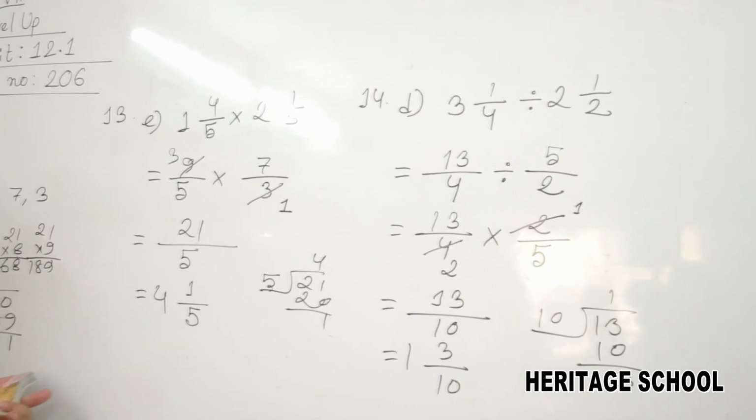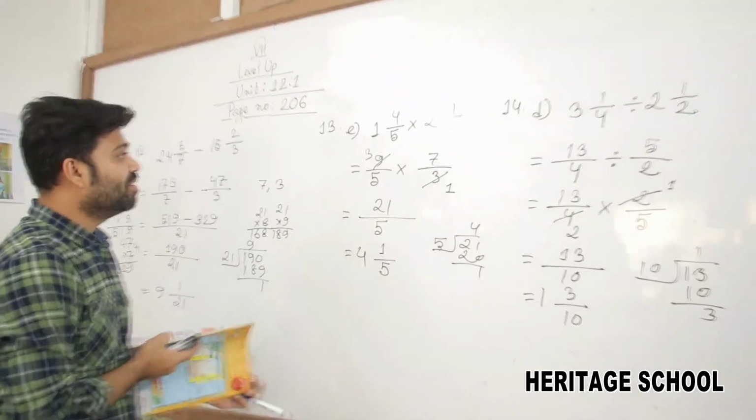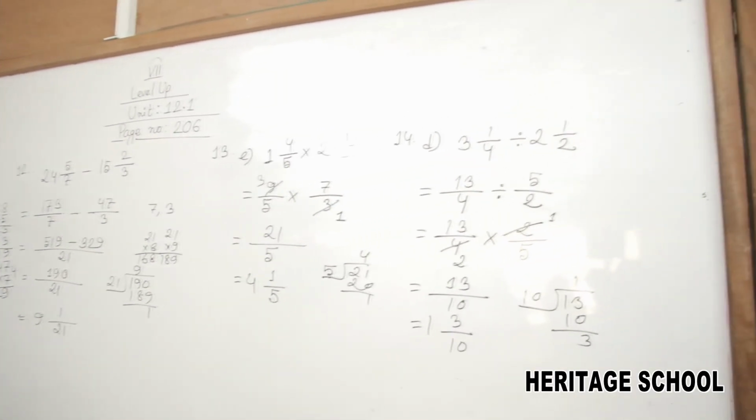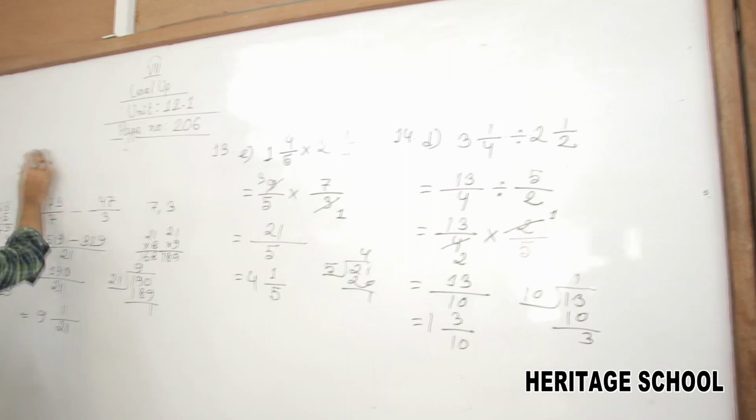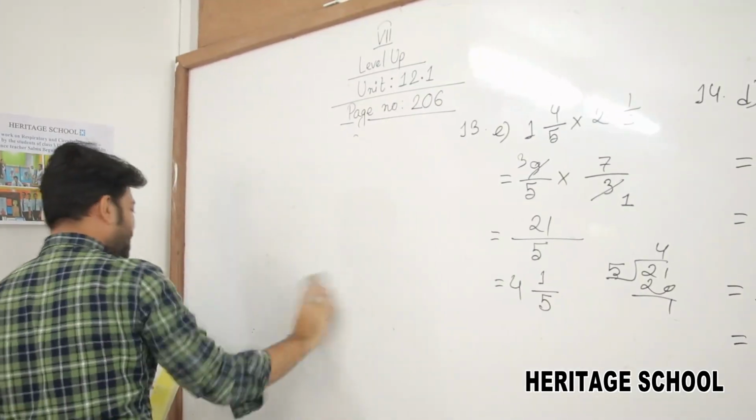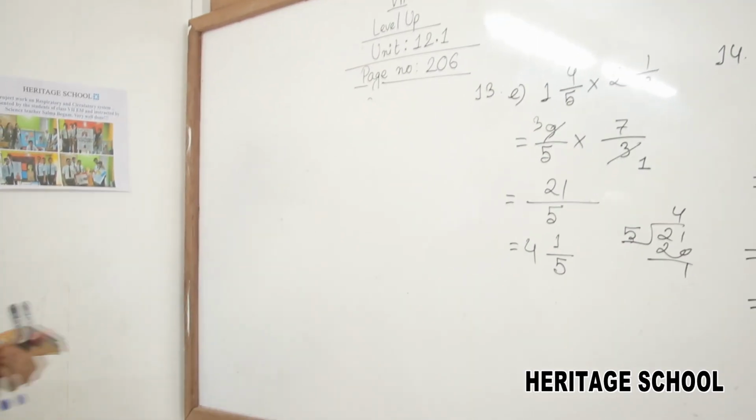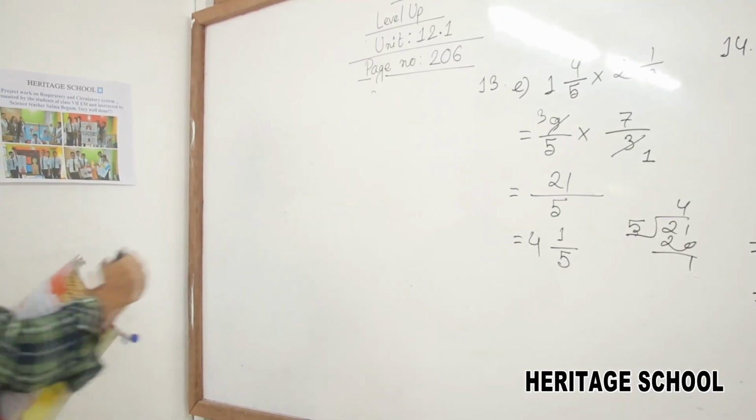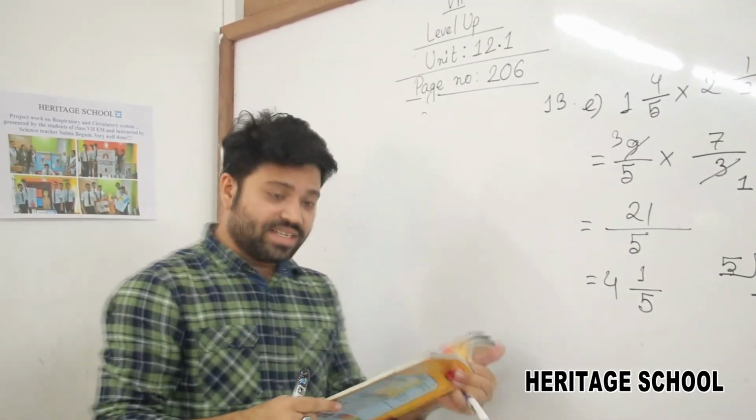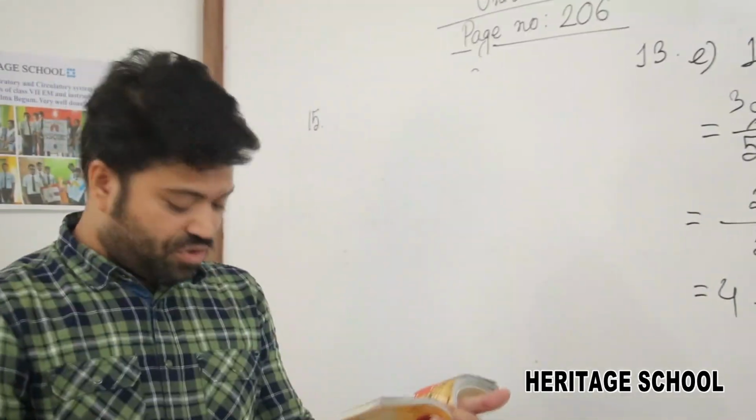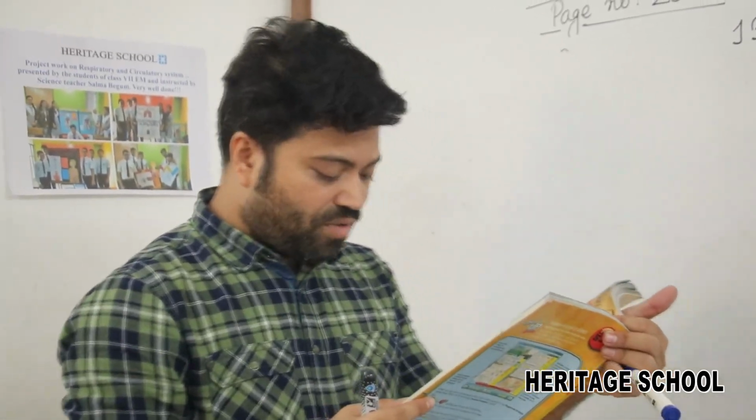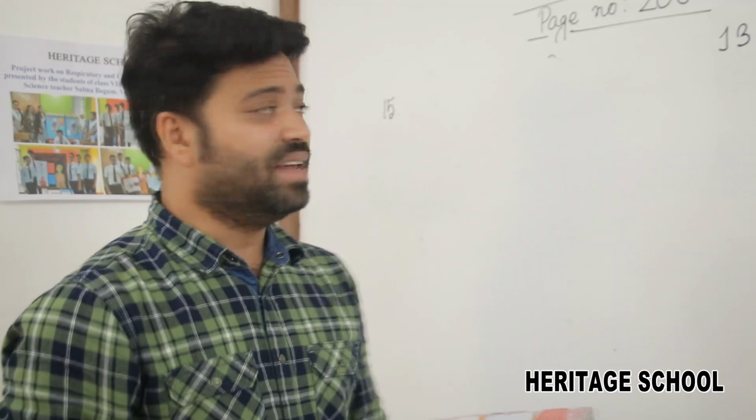The last one of this chapter is 15, and this is a word problem. Let's solve number 15. Number 15 is, let's see the question. A rectangle has an area of 3 whole 1/16 meter square and its width is 1 whole 5/8 meter. So what is its length?